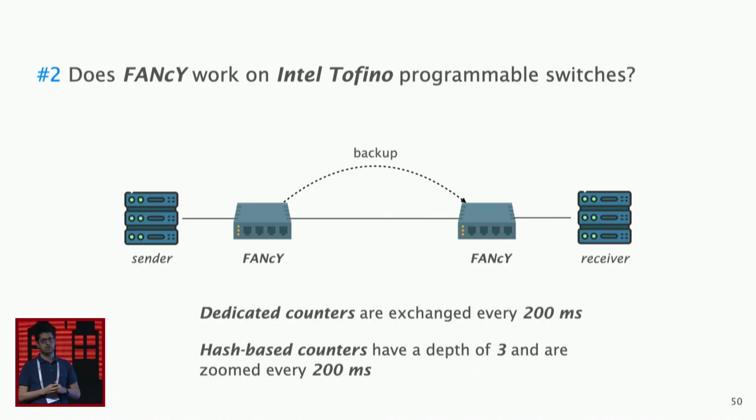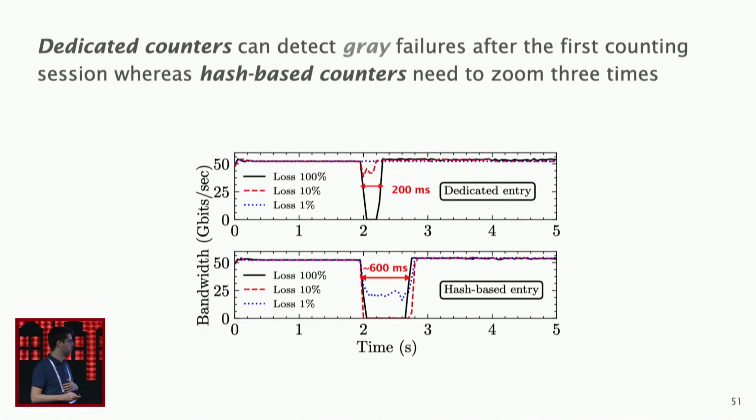Now, we have implemented Fancy in P4 and made it run on Tofino switches, and here I'm going to quickly show you an example. We have these 2 Tofino switches directly connected. We send traffic over this link, and we induce a gray failure for all the traffic. We evaluated both the dedicated counters and the hash-based counters with counting sessions of 200 milliseconds, and for the hash-based, a 3-zooming approach. As you can see here, dedicated counters can detect the failure after 200 milliseconds, and after it's detected, the switch reroutes all the traffic directly in the data plane. And for the hash-based approach, you can see that after 600 milliseconds, the 3 zooming intervals, the failure is detected and rerouted.